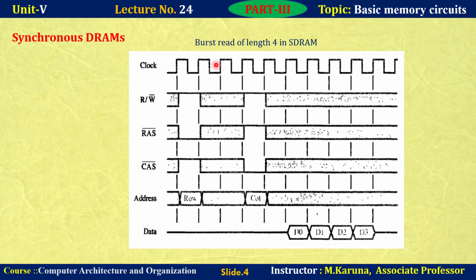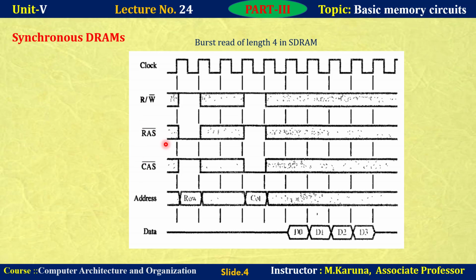Now let us see the burst mode of operation. This figure shows the timing diagram for a typical burst read of length 4. Here the burst contains 4 data bits, D0, D1, D2, D3. That's what we can say: the burst length is 4. Now this is the clock cycle. All operations must be synchronized with the clock cycle. You know these are all control signals: read or write bar, row address strobe, column address strobe, address bus, and data bus. The group of lines we can call the control bus.